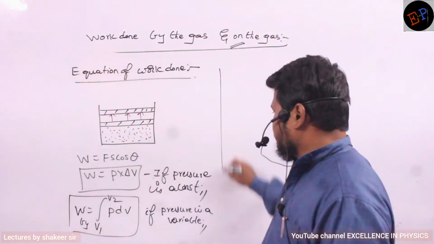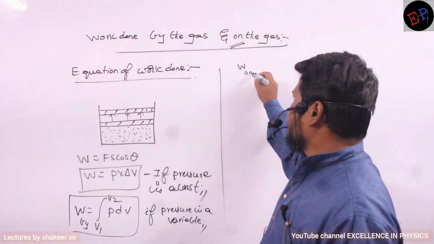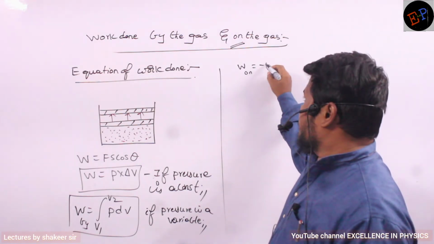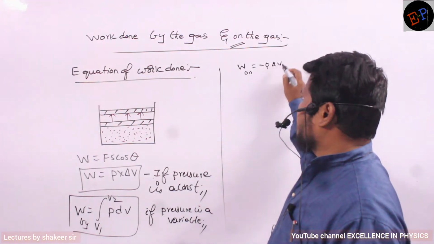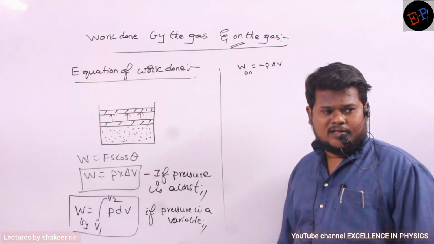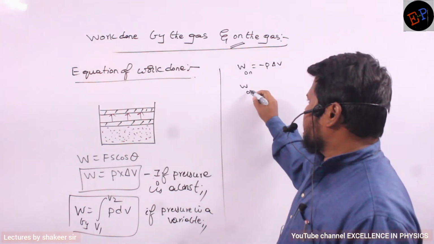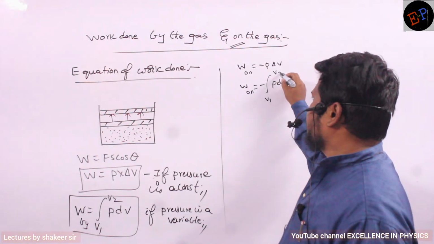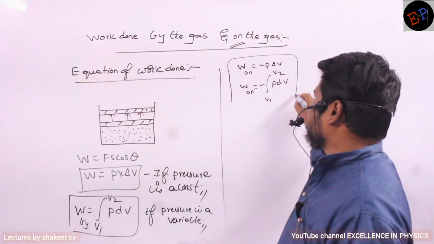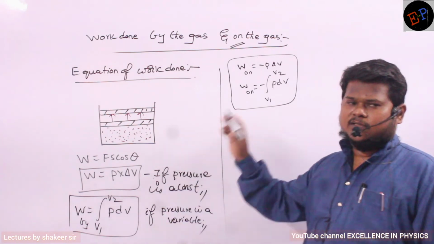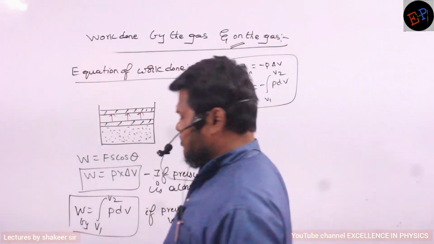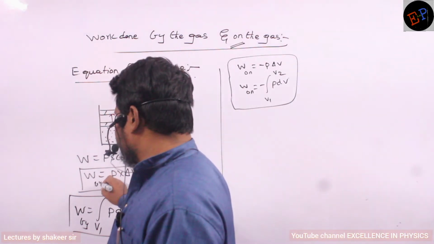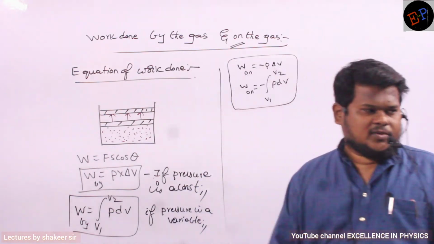Work done on the gas is the negative of P dV, or negative of P delta V if pressure is a constant. So work done on the gas is negative of integration of P dV, limits are applied from V1 to V2. These are the equations. Understood, no? By the gas, on the gas, just opposite symbols, that's it. Why we got opposite symbols, we have already studied, no? Are you able to understand?